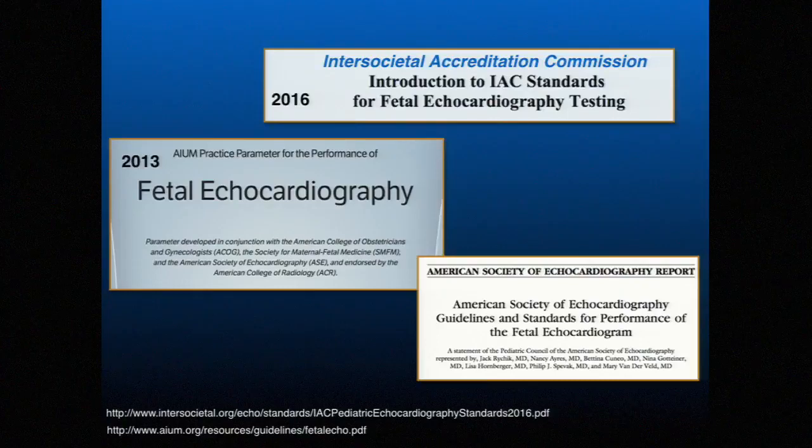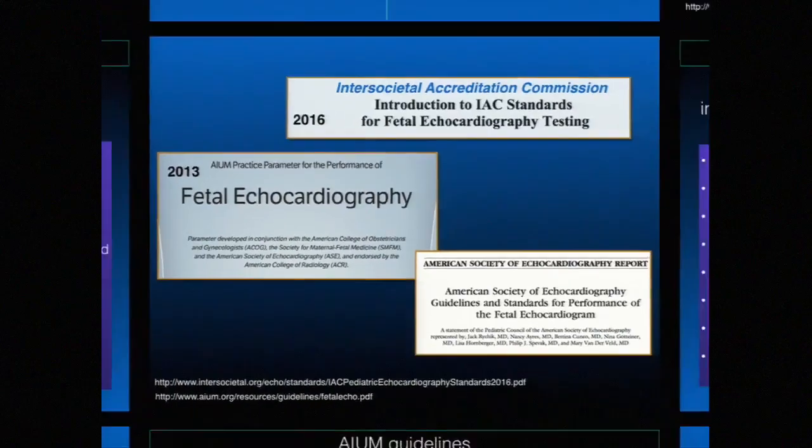So in regards to where we're getting our protocols from, it depends on if you're doing echoes from a pediatric cardiology lab versus an MFM lab, in terms of where you're getting an accreditation from, be it from IAC or from AIUM, and ASE is also involved in creating these guidelines. I do come from an MFM lab, and our lab is AIUM accredited, so much of my protocols are based around that, but they mirror each other pretty well, looking at IAC as well as AIUM.